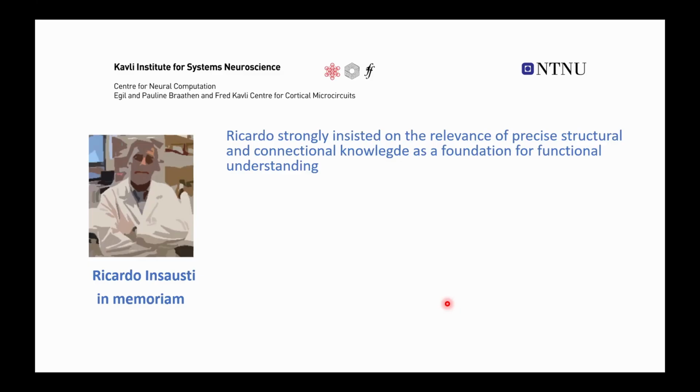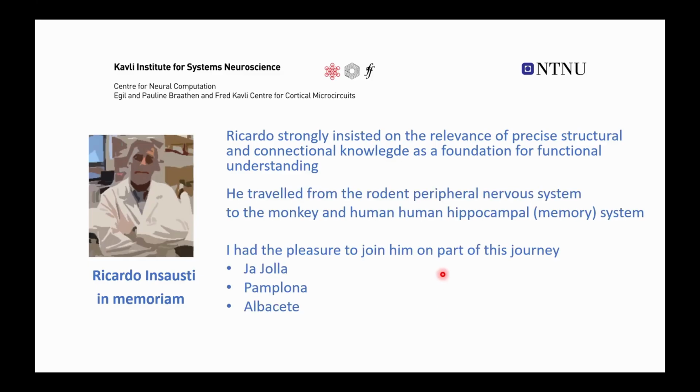He always insisted that if you wanted to contribute to a scientific field, you had to be precise and you had to be as perfect as possible. If it wasn't perfect, he would push to make it better and better until he was finally convinced that it was good enough. He moved from his work on the peripheral nervous system through his work on the monkey and ended up with the last part of his career spending an enormous amount of time on the human hippocampal system.